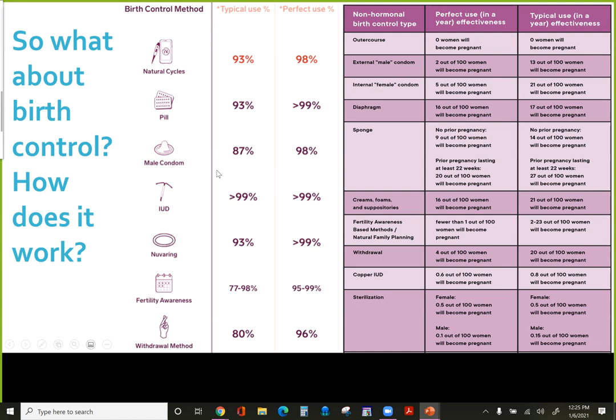Condoms, typical use, it's about 87% effective. With perfect use, it's about 98% effective. It's not perfect because they break. Sometimes there are holes. Accidents happen. It's not a perfect method.